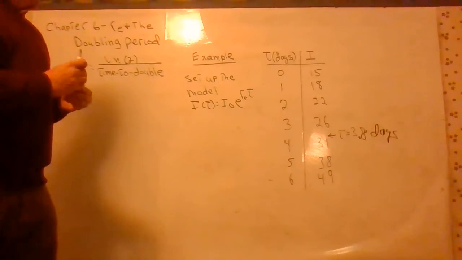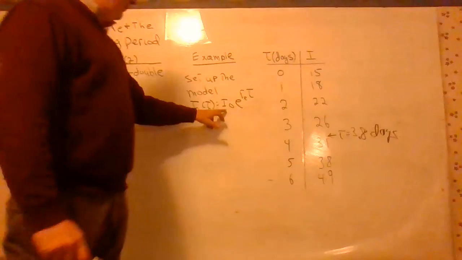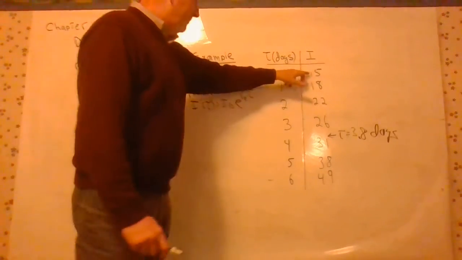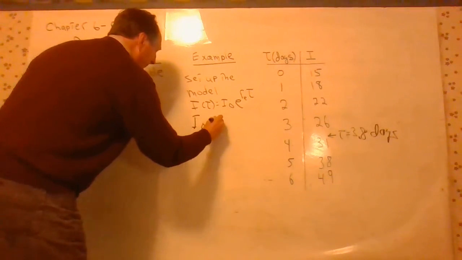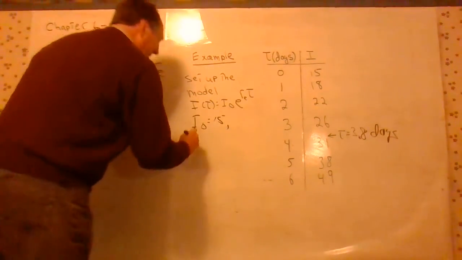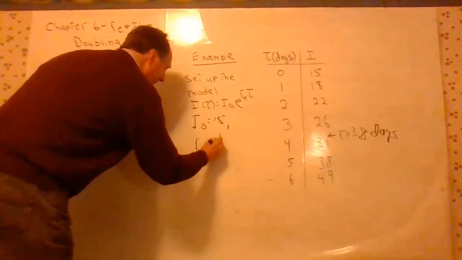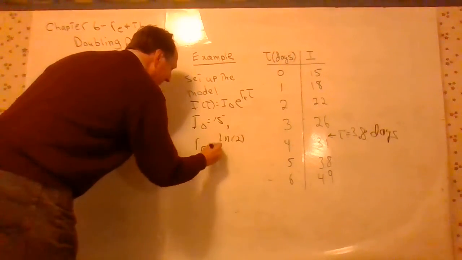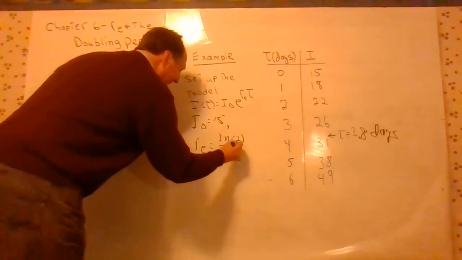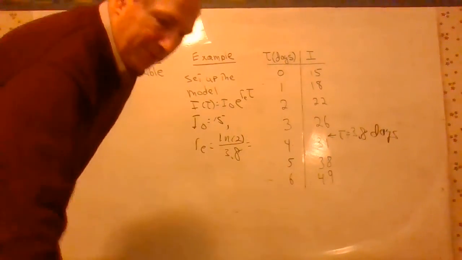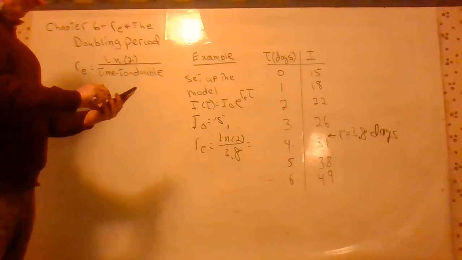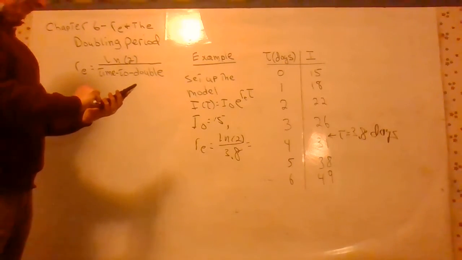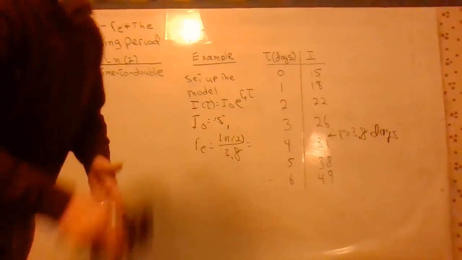So now we want to set up the model. What's I0? I0 is equal to 15. So we have I0 is 15, and then RE is going to be natural log of 2 divided by 3.8. Which is equal, let me grab my calculator. And we get about 0.182.